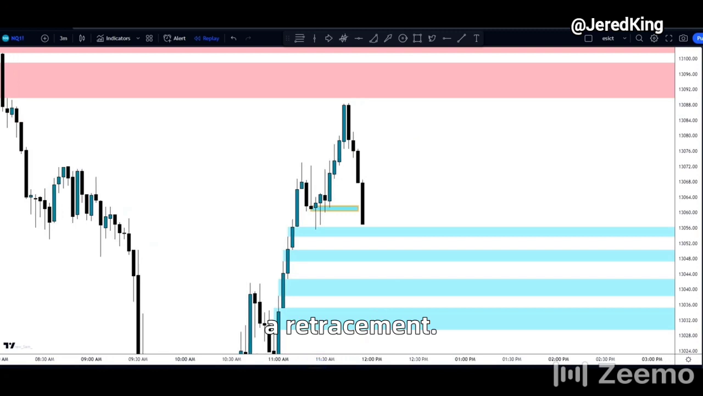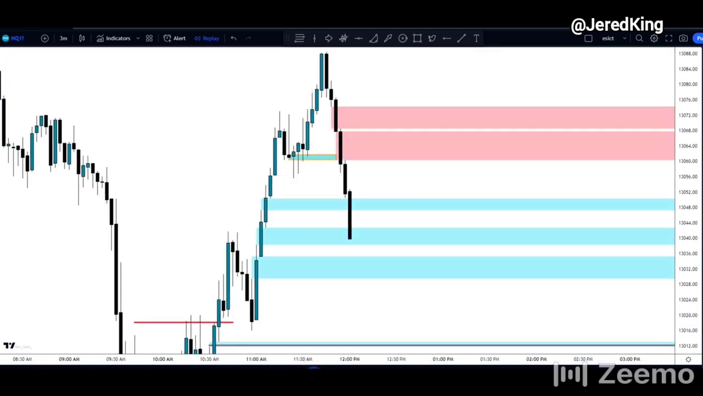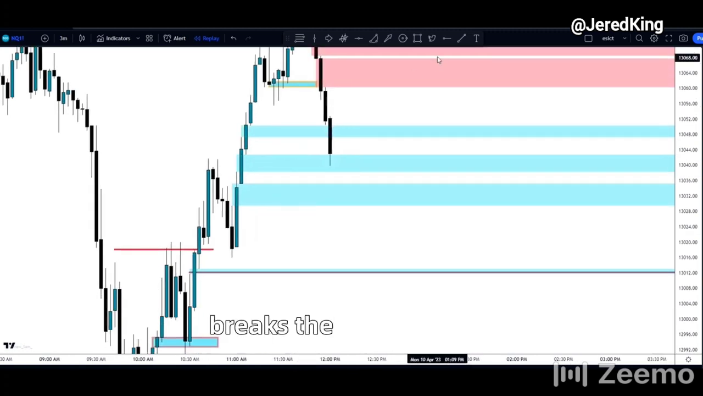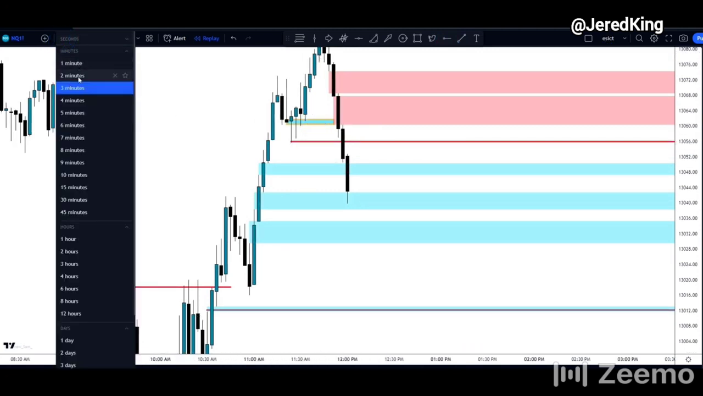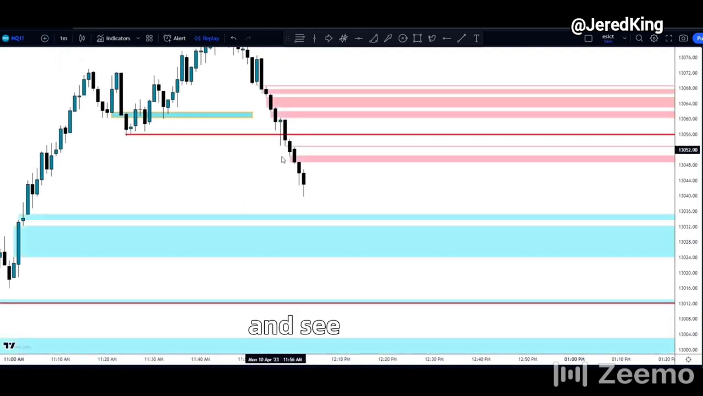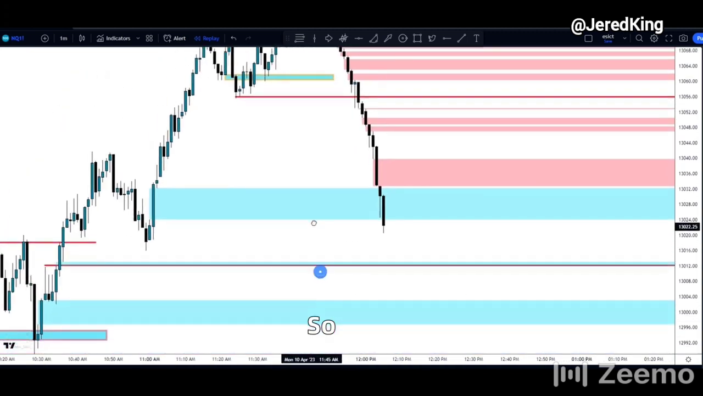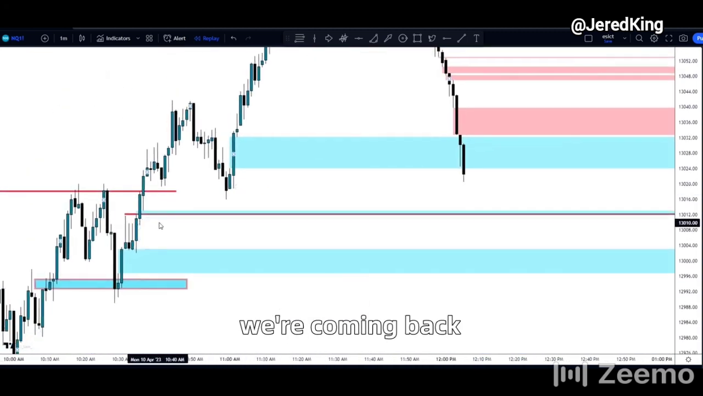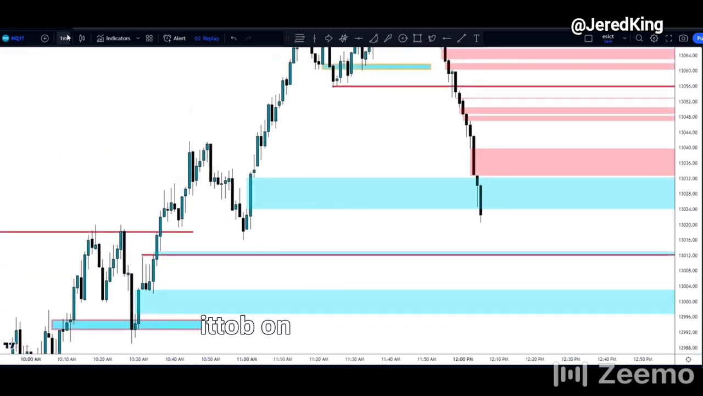And then now we're getting a retracement. It violates the ITOB and breaks the intermediate term low there. So now you have a bearish market structure shift, intermediate term market structure shift. We're going to go down to the 1 minute and see if we get a chance to go short, which it just doesn't offer that. So now we're coming back to the original ITOB on the 3-minute.